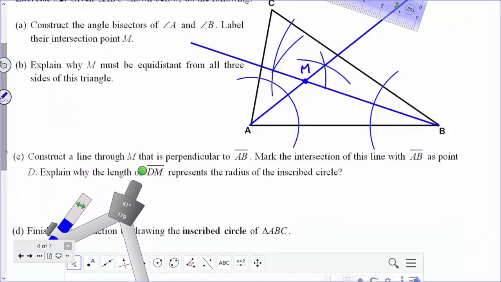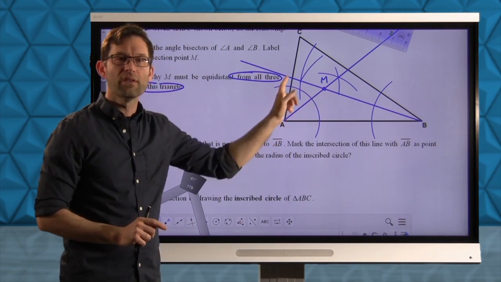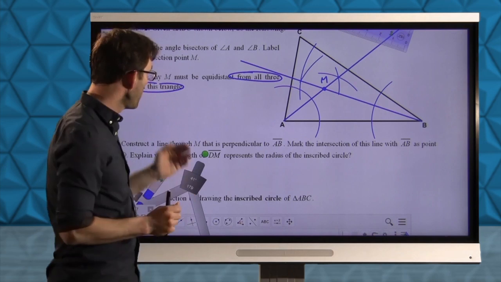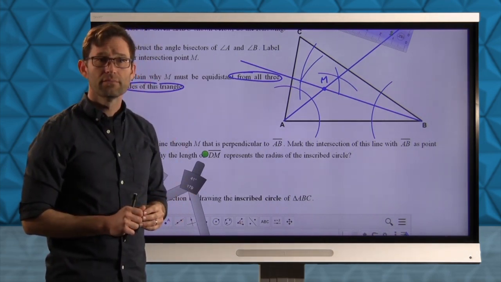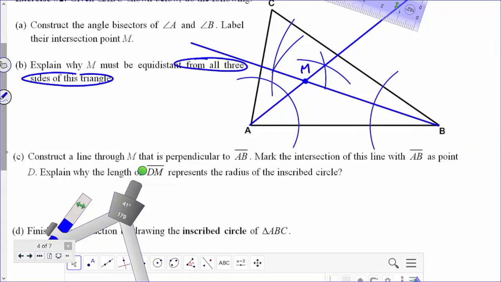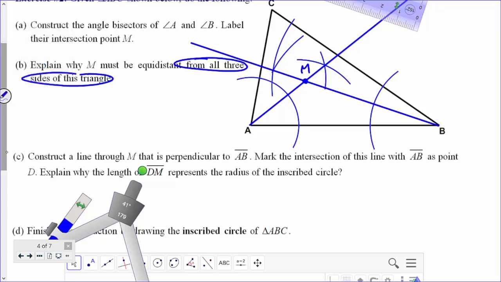Explain why M must be equidistant from all 3 sides of the triangle, okay? From all 3 sides of the triangle, not from all 3 vertices of the triangle. Why does M have to be equidistant from all 3 sides of the triangle? Pause the video now and see if you can give an explanation for this. All right, let's go for it. Let me make this a little bit thinner so we have more room.